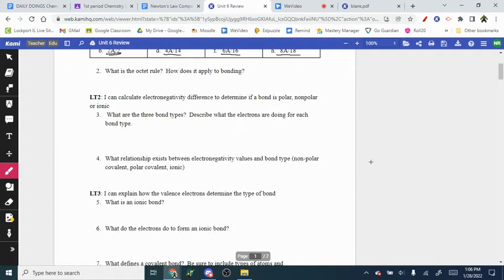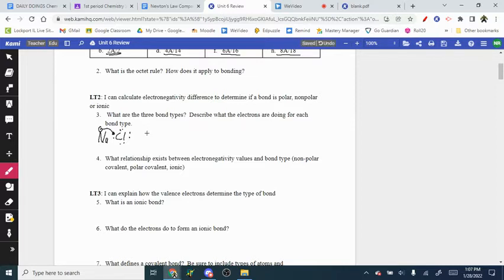The 3 bond types are ionic, polar, and nonpolar. For an ionic bond, electrons are transferred from one element to another. Okay, so for example, if we have sodium and chlorine, sodium has 1 valence electron, chlorine has 7 valence electrons, like that. The chlorine is going to steal that 1 valence electron and bring it over here.